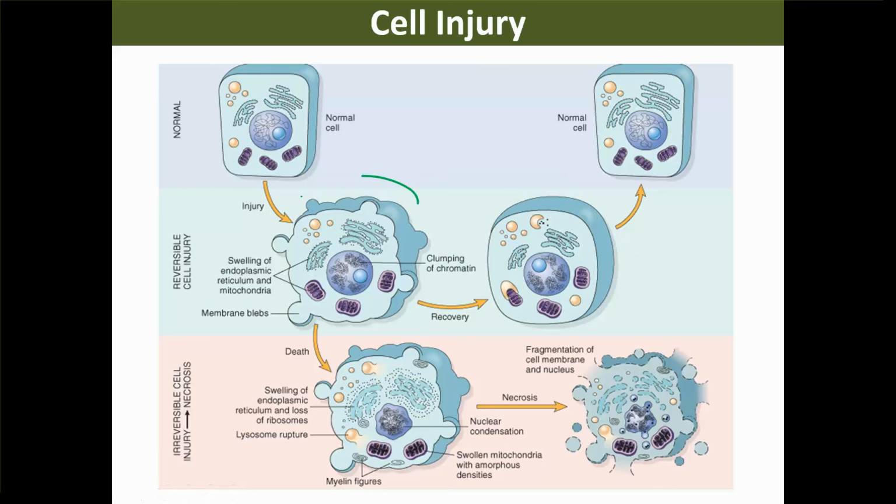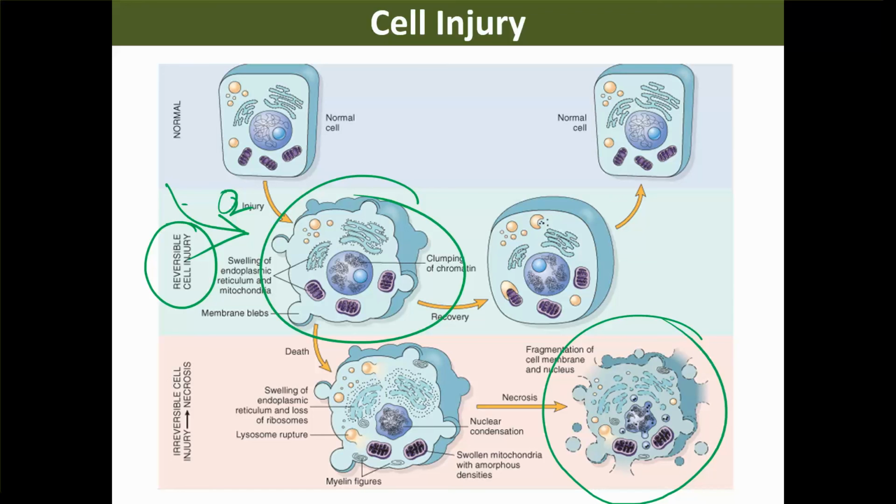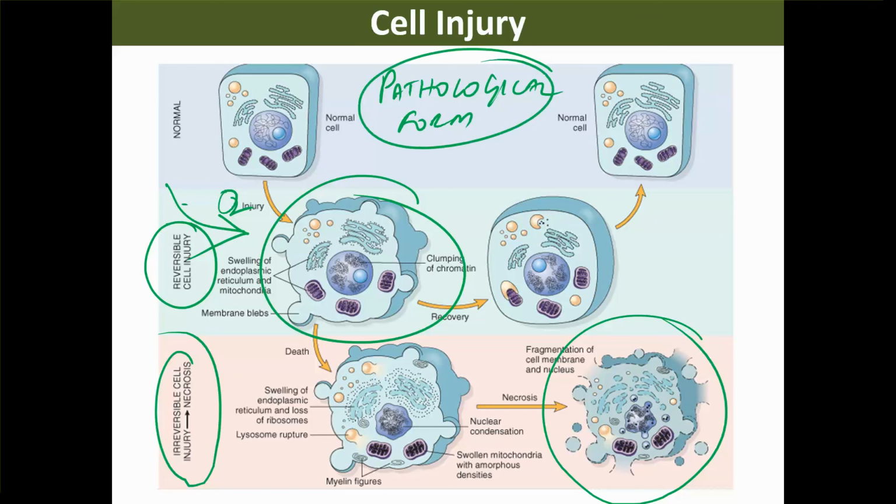So when the cell is swelling, if you give back the oxygen or you remove the cause of injury, then the cell becomes reversible. If the cell continues with that injury, then it results in rupture that will lead to irreversible injury and ends up in necrosis. Remember, all pathological forms of cell death are necrosis.